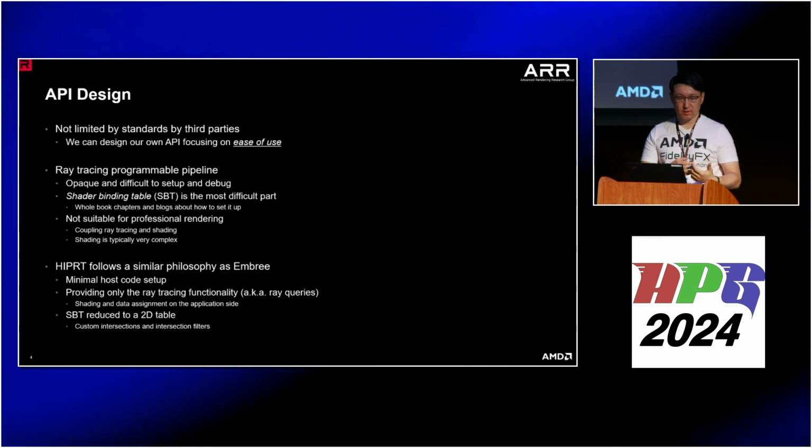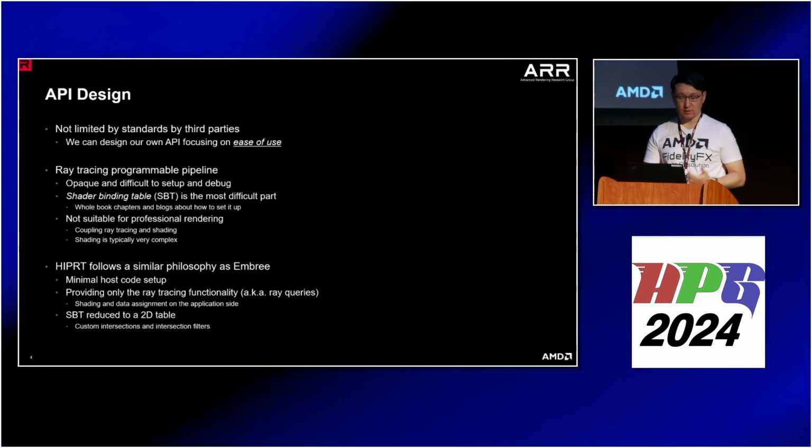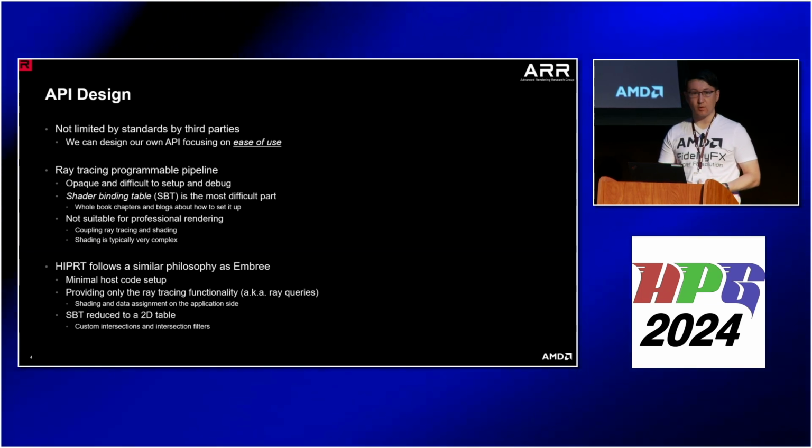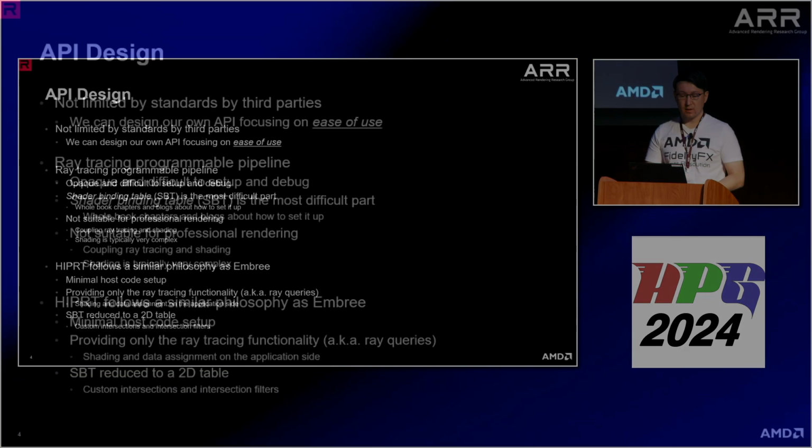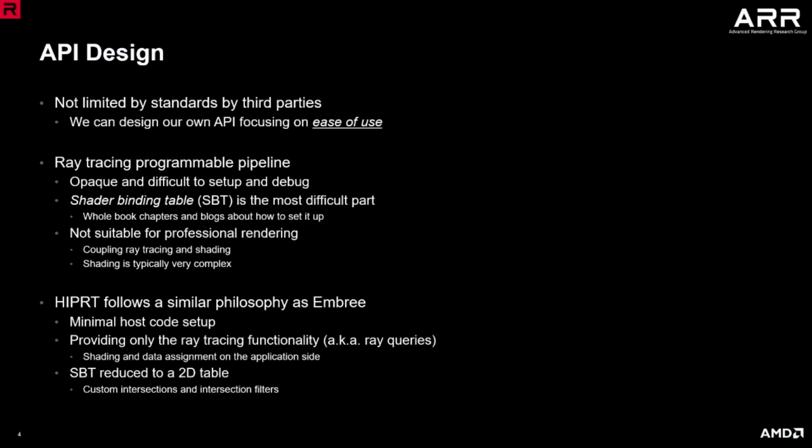So we are not limited by standards given by third parties like DirectX or Vulkan, so we can design our own API, so we can focus really to make it very easy to use. This is a very sensitive topic, I would say, but we believe that the ray tracing pipeline, the programmable pipeline, is not very suitable for professional rendering. In general, it is opaque and difficult to debug. Shader binding table is a very difficult concept to grasp. There are whole chapters explaining how to set it up.